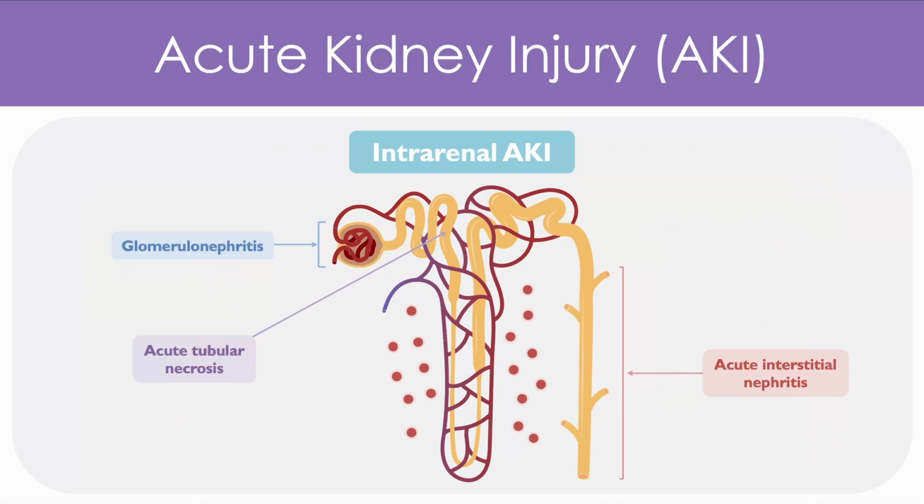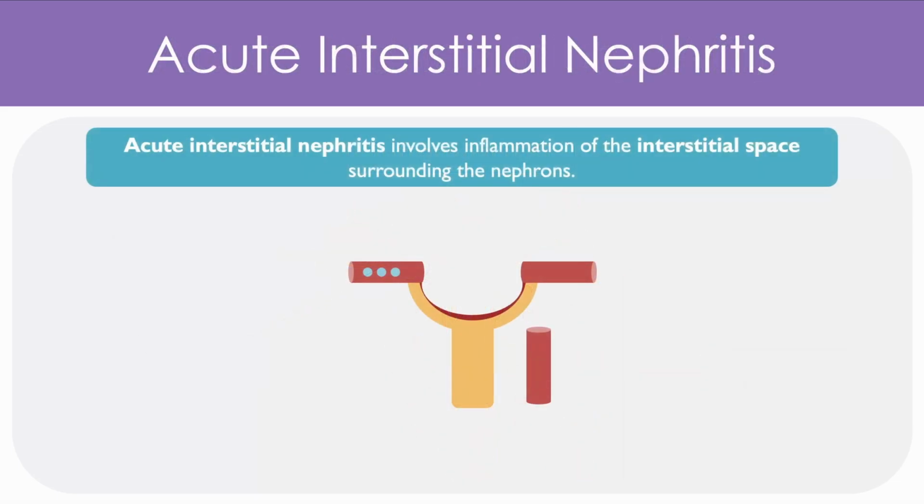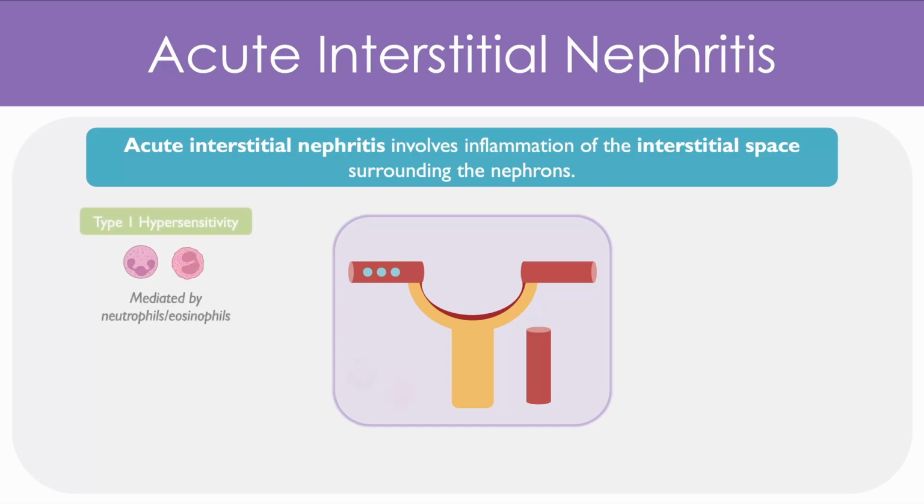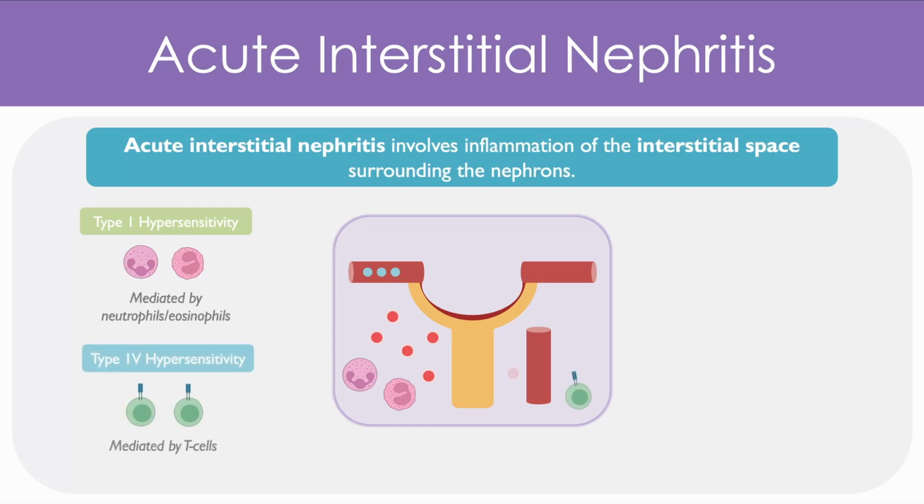Let's now turn towards our third and final form of intrarenal AKI, which is acute interstitial nephritis. And this disease process involves inflammation of the space surrounding the nephrons, or the interstitial space. This inflammation can either be governed by a type 1 hypersensitivity reaction, which is mediated by neutrophils and eosinophils, or a type 4 hypersensitivity reaction, which is mediated by T cells.